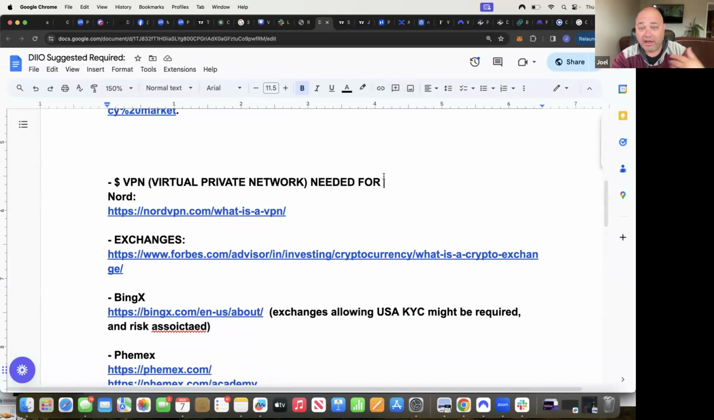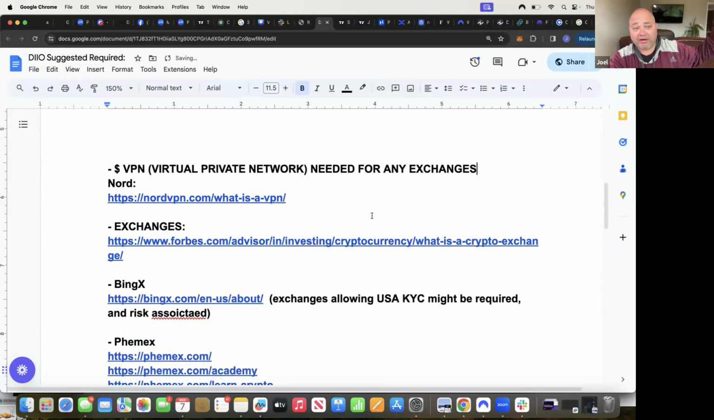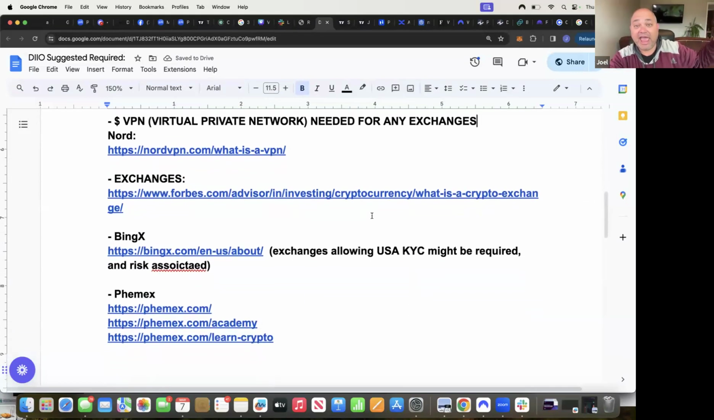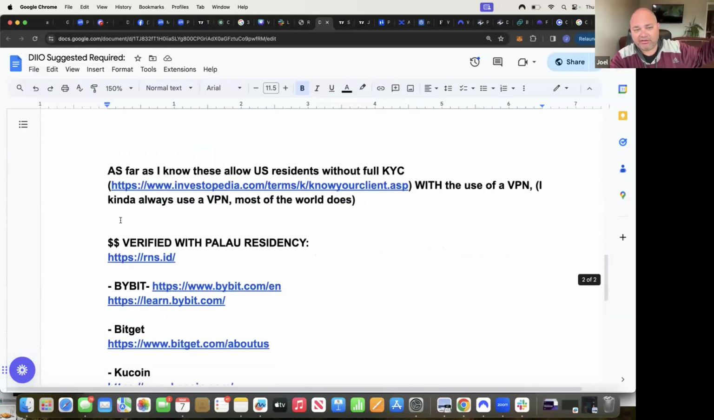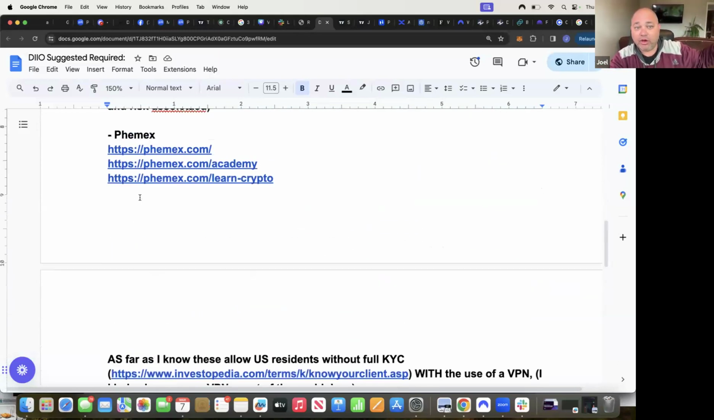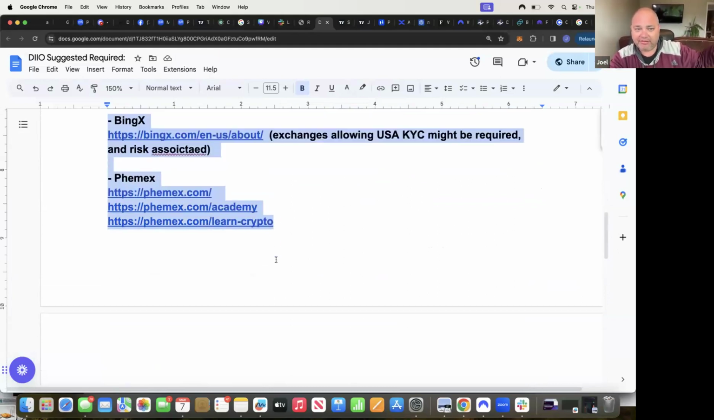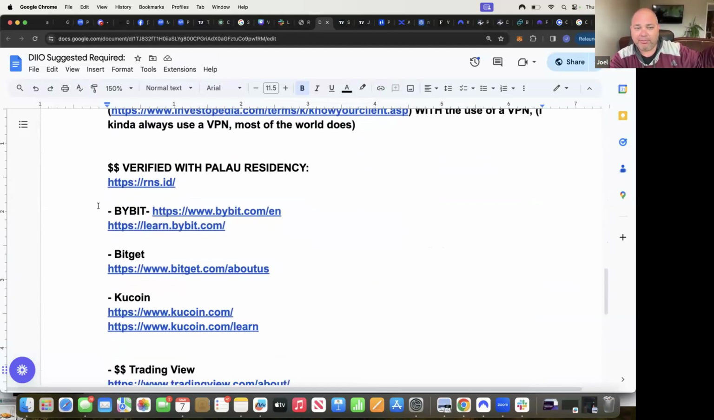But I would suggest, and I think Brayson's on and he can probably chime in here, needed for any exchanges that we are going to suggest, I believe. So a VPN required, TradingView required, an exchange required. There is a fork there if you want KYC with Palau. Like you don't need Palau for BingX and Femex, and you need Palau for Bybit, BitGet, and KuCoin. Does that make sense? Yes.